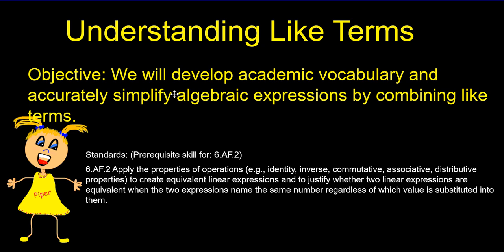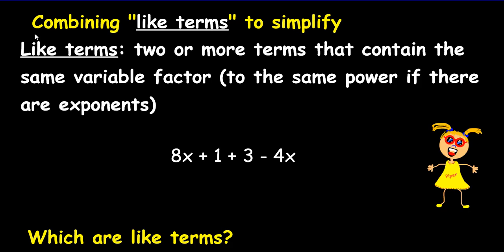Our objective is that we will develop academic vocabulary and accurately simplify algebraic expressions by combining like terms. This is a prerequisite for this 6th grade standard for algebra and functions number 2, which is to create equivalent linear expressions. So let's take a look. First, we're going to examine some academic vocabulary, combining like terms to simplify.